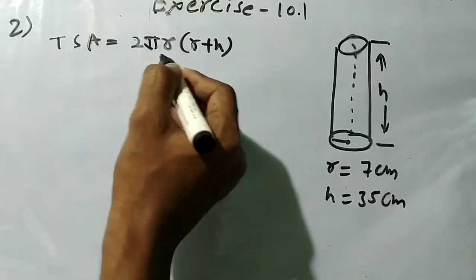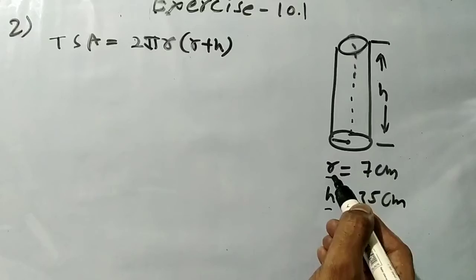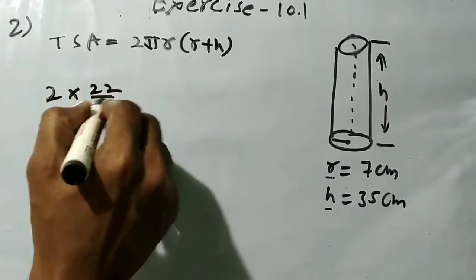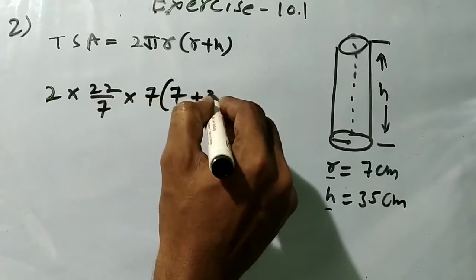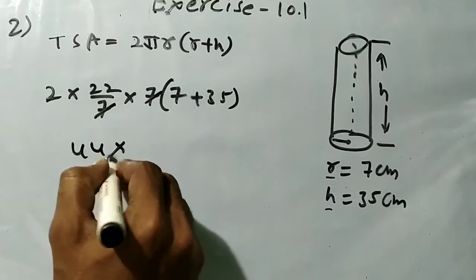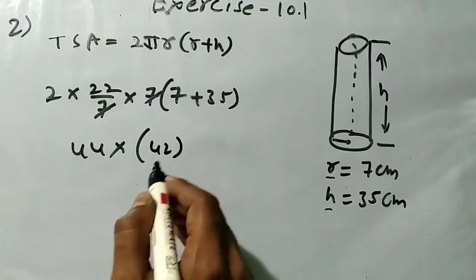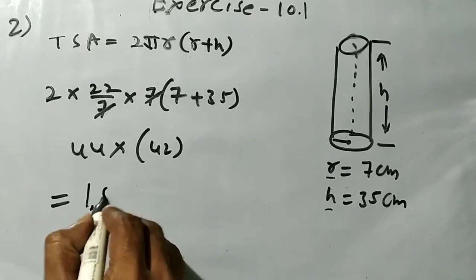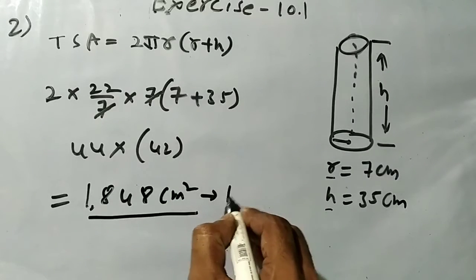So TSA of a cylinder is 2πR(R + H). Just substitute the values here: 2 into 22 by 7 into R, which is 7, plus 35. Here 7 gets cancelled, 2 into 22 is 44, into 7 plus 35 which is 42. So we have to multiply 42 here. We get 1848 centimeter square.